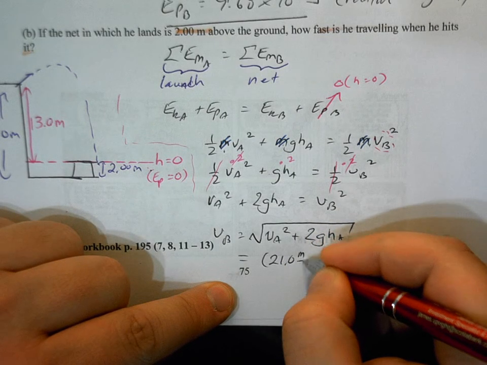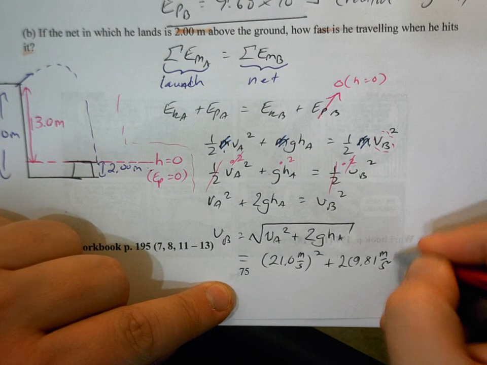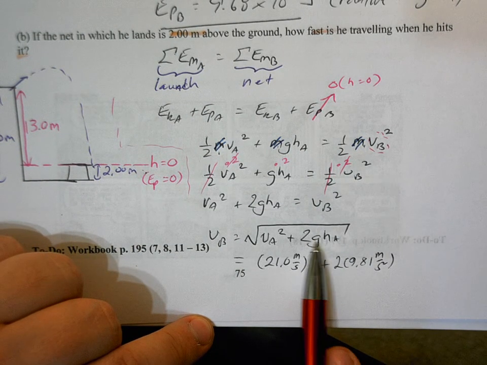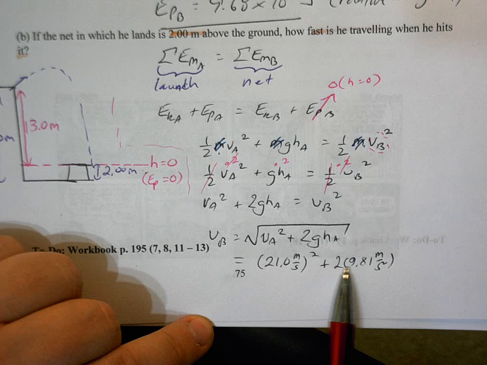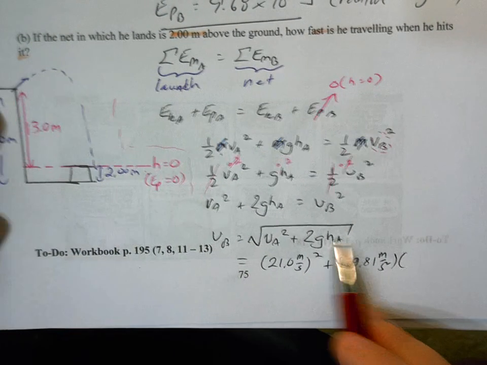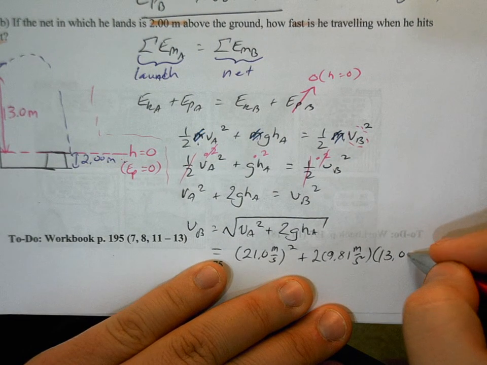So I have this 21 meters per second squared, plus 2 times 9.81 meters per second squared. And again, with conservation of energy, you're not using any negatives here. We are just using magnitude. So this will be positive 9.81 no matter what. And then our height of the launch point relative to our new reference is 13 meters. So make sure you're careful with that.